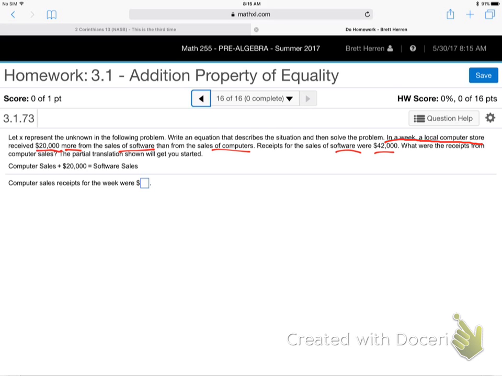Let me say it again. Software's more. Software's more. So the other one's less. Right? Software's more, so computers are less. Software's 42. So how do we find the other one? Subtract 20. And you get 22,000. Done. I'm not going to do some big fancy x equation and all that stuff. That's overkill. It's a power tool for a silly little job.